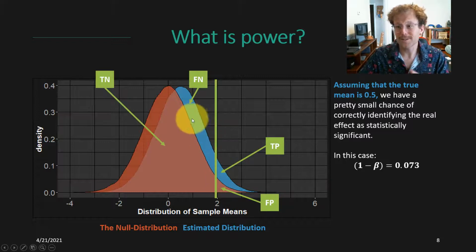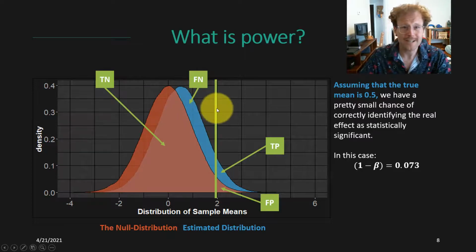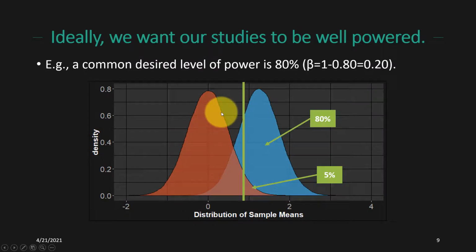So what we would really like to do is design our studies well enough to push more of this blue distribution onto the other side of our alpha level. Ideally, we want our studies to be really well powered, and a common desired level of statistical power is 80%, which translates into a beta, or type 2 error rate, of 20%, because power is 1 minus beta, so beta is 1 minus power. So we want 80% statistical power, which means we would want 80% of this blue distribution to be to the right of this type 1 error rate, or alpha level.